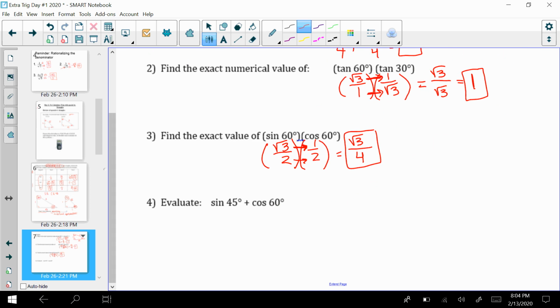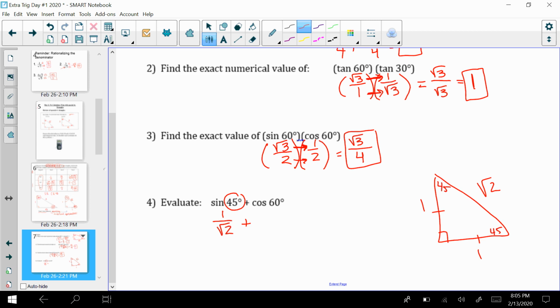Okay, this is our first one that uses a 45-degree angle. So I'm just going to draw my 45, 45, 90. And the sine of 45 is 1 over radical 2, opposite over hypotenuse, 1 over radical 2, which you can rationalize right away. I probably will in this case, since it's addition.